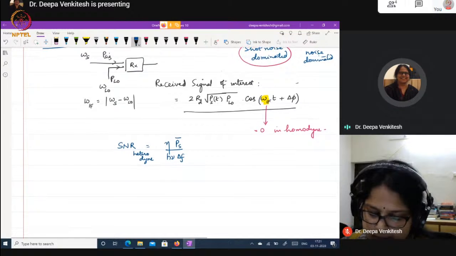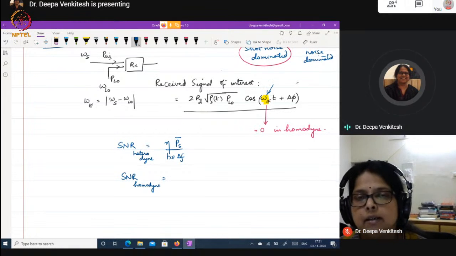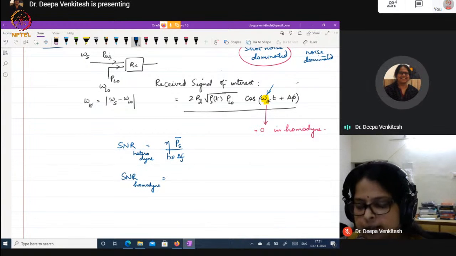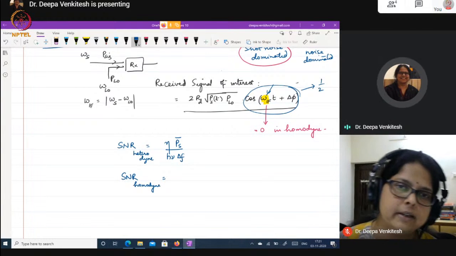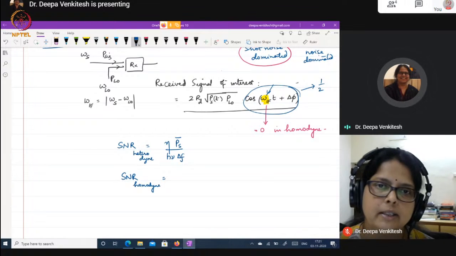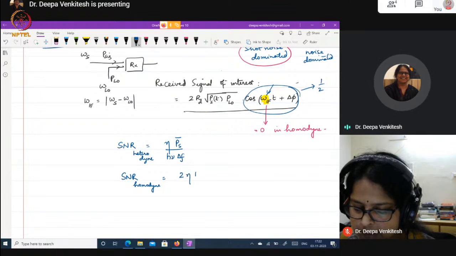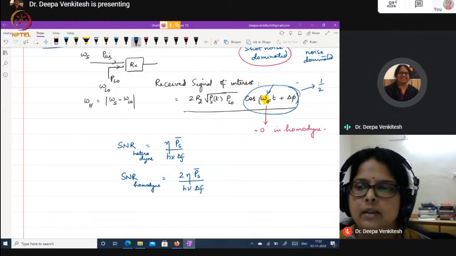Whereas for the homodyne case, you get more power, because omega IF is 0 and there is no sinusoid. In heterodyne, when you average the cosine part, it averages to half. So the average power you receive in a heterodyne system is half that of the homodyne system. You get a benefit of that in homodyne in terms of SNR, this divided by delta F. So this is what constituted the week.